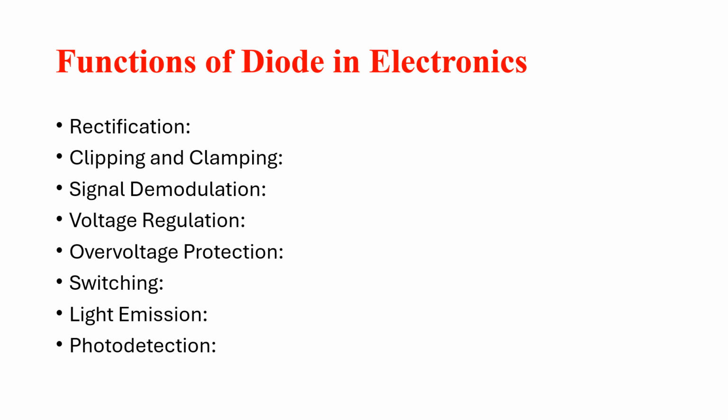Photo detection is another important application of the diode. A photodiode can convert light into electric current, making it useful in light sensing applications. Similarly, a solar cell is also considered a specific type of photodiode. So all these are very important applications of the diode.